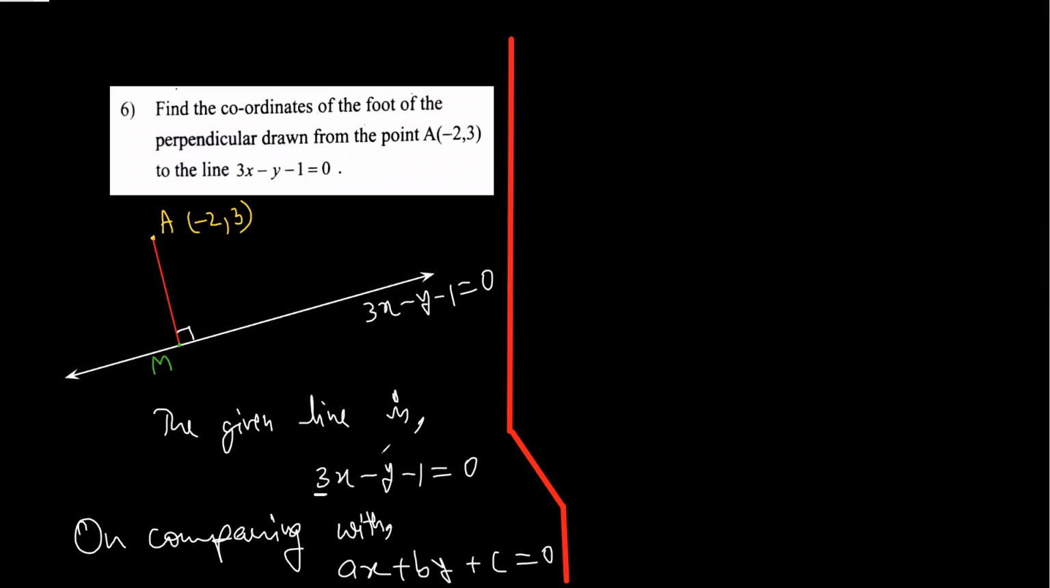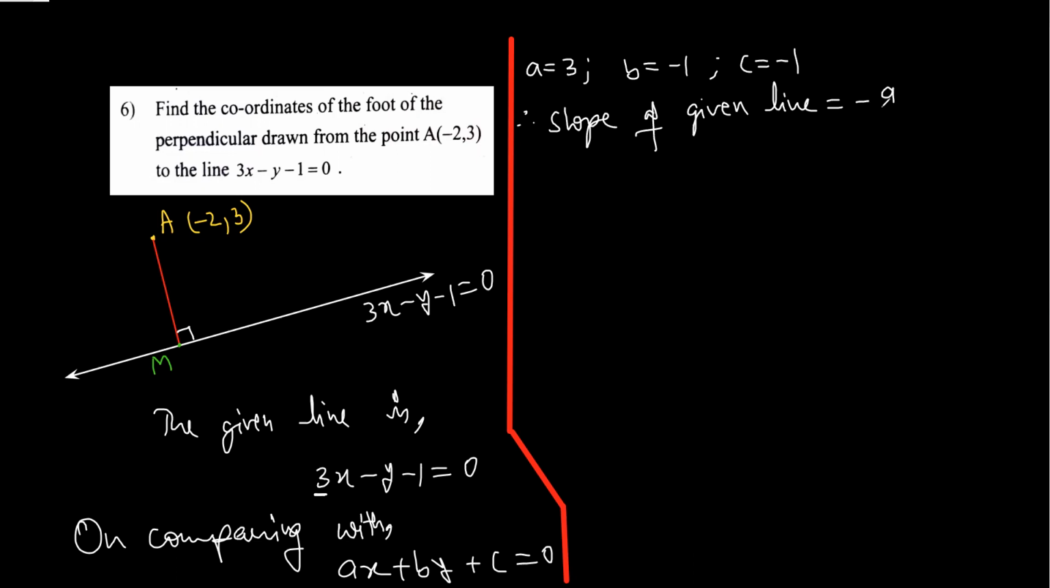A is 3. So A equals 3. What is B? B is the coefficient of y. Plus by, here you have minus y. So B is minus 1, and C is minus 1. So now I will write, therefore slope of given line equals minus A upon B.